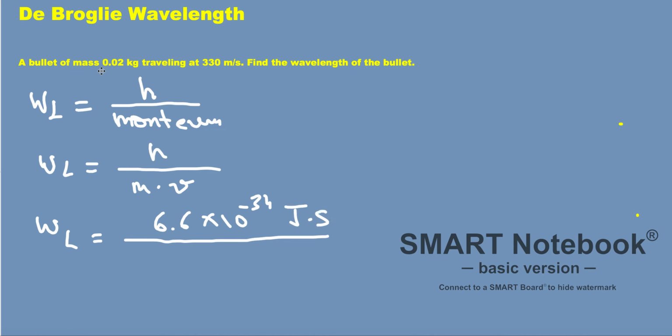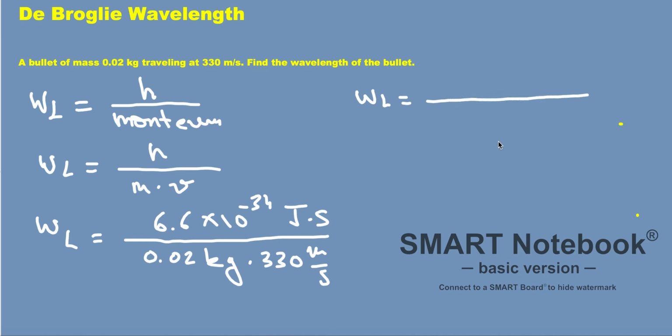And the mass here of the bullet is 0.02 kilogram, times the velocity of the bullet, or the speed, which is 330 meters per second. And now let's simplify this equation a little bit. So let's write here 6.6 times 10 to the minus 34. And let me convert this to joule.